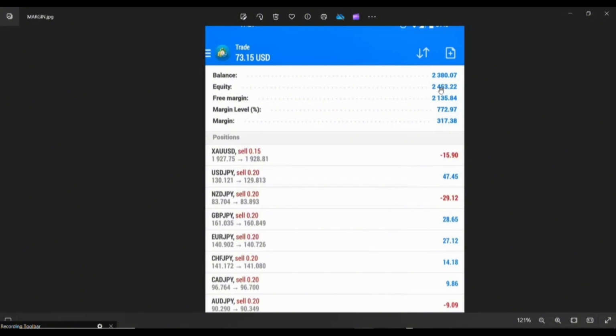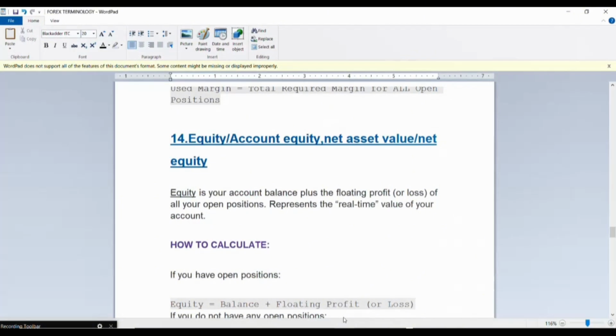If you are in losses, it is also going to show your account balance minus your losses. You are going to see it here. So you always see it here every time you open your trading tool like the MetaTrader 4 or the MetaTrader 5. It is always shown here. I hope you are understanding.